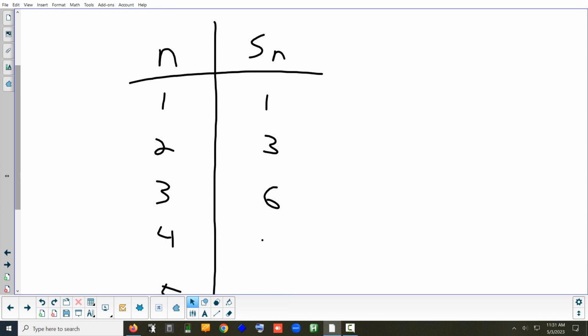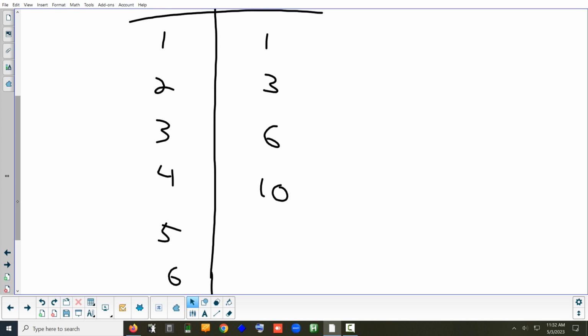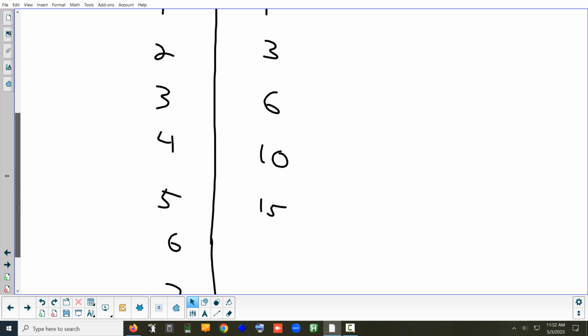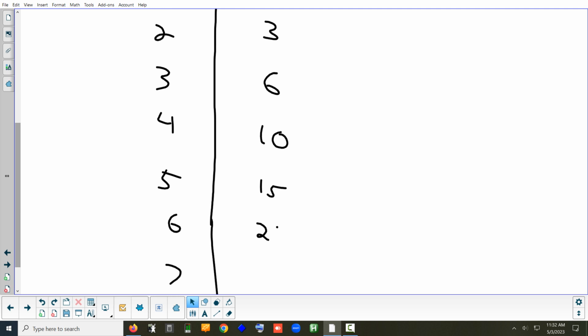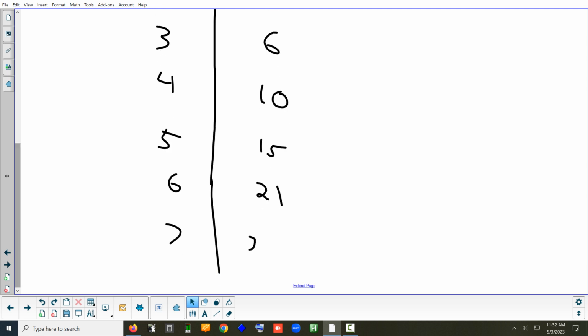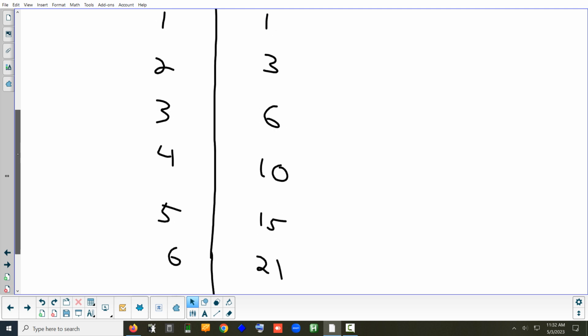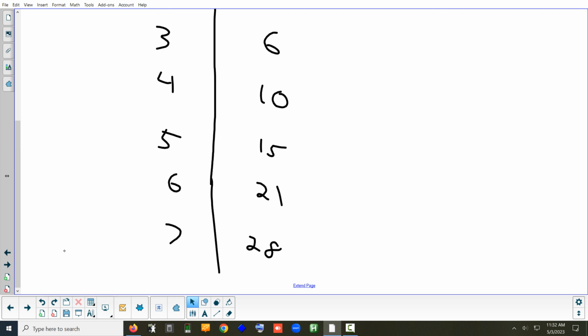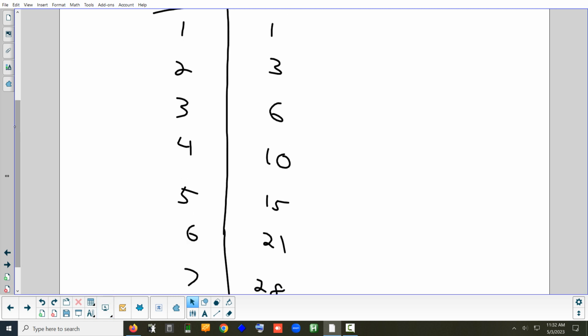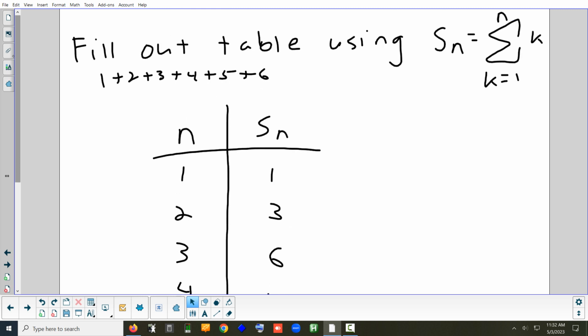You're basically just adding that number to that to get that. So the next number? 6 plus 4 gives me 10. 10 plus 5? 15 plus 6? And 21 plus 7? 28. So now the goal is to figure out a pattern in the numbers 1, 3, 6, 10, 15, 21, 28. So how do we get those numbers? Just adding up the first n numbers in that expression.